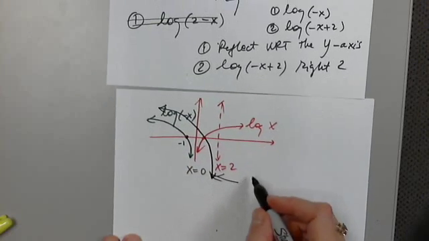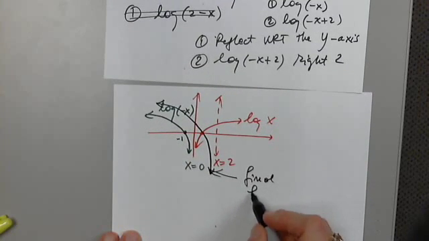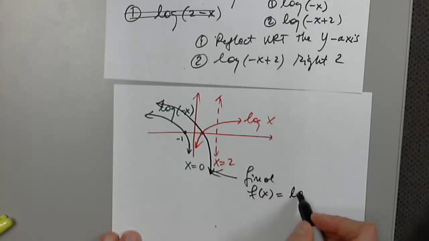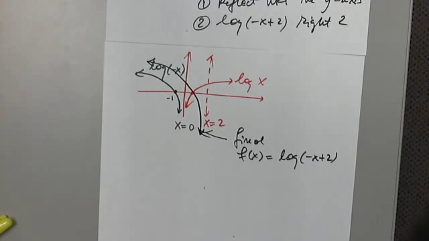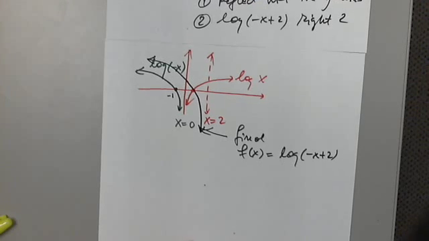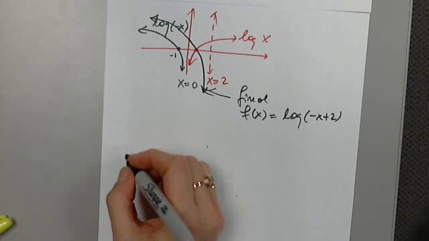So this is the final graph. F of x equals log of negative x plus 2, or 2 minus x. Any questions? Any questions? Any questions? Let's look at just one more domain. Just want to make sure that this is clear, and then we'll look at a word problem.